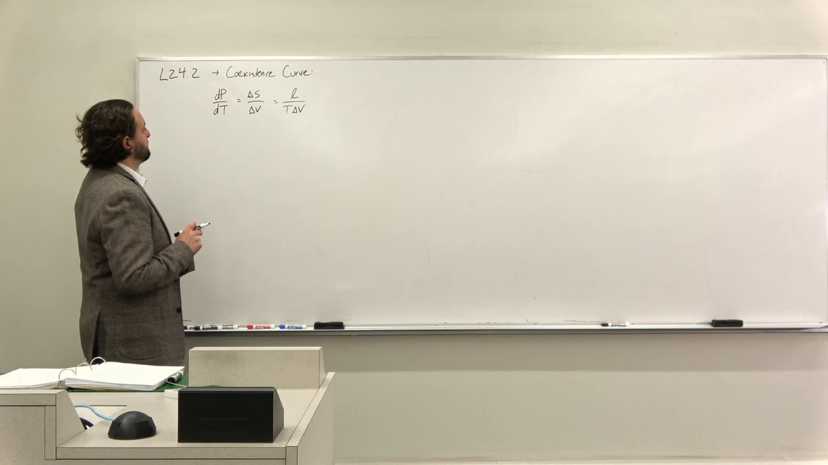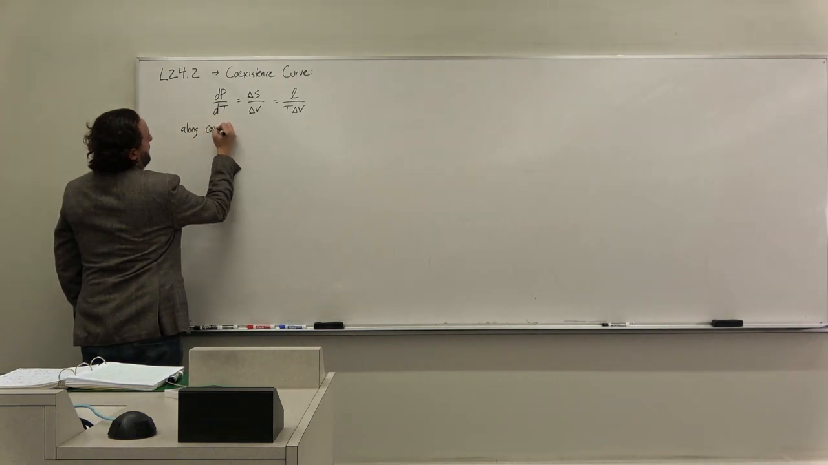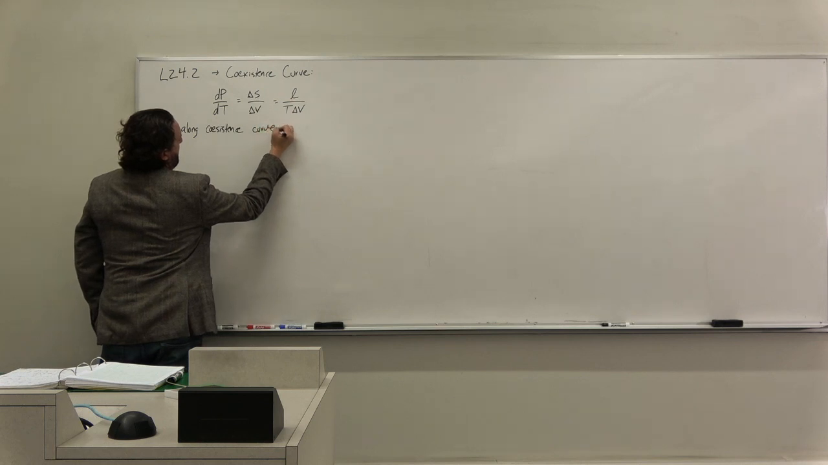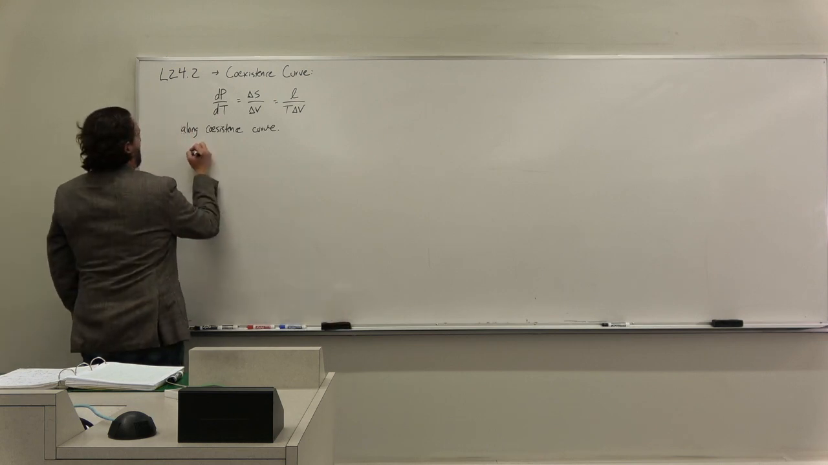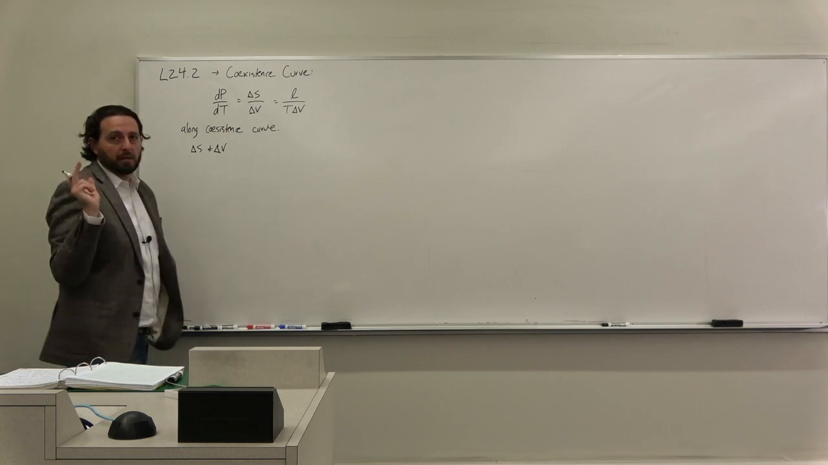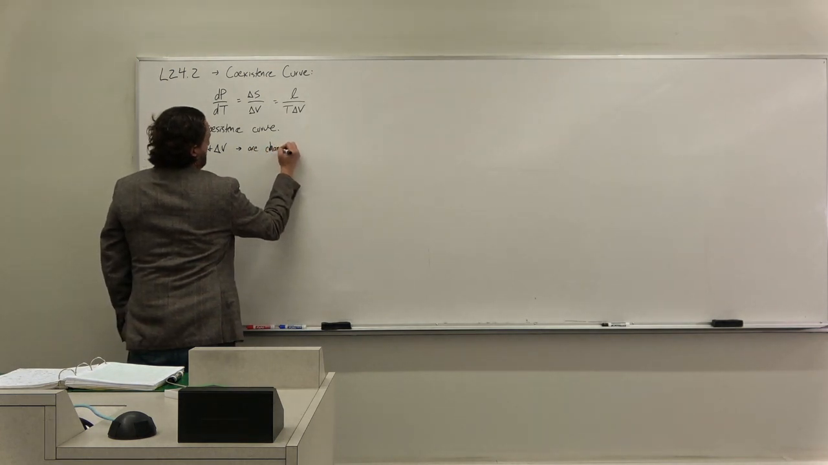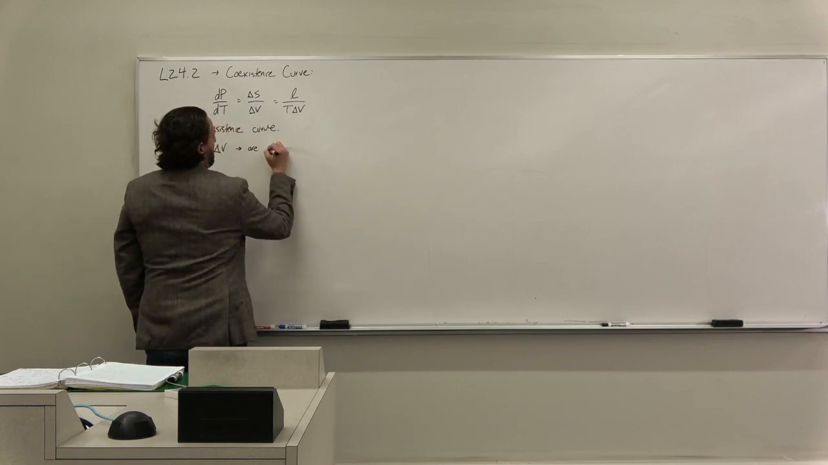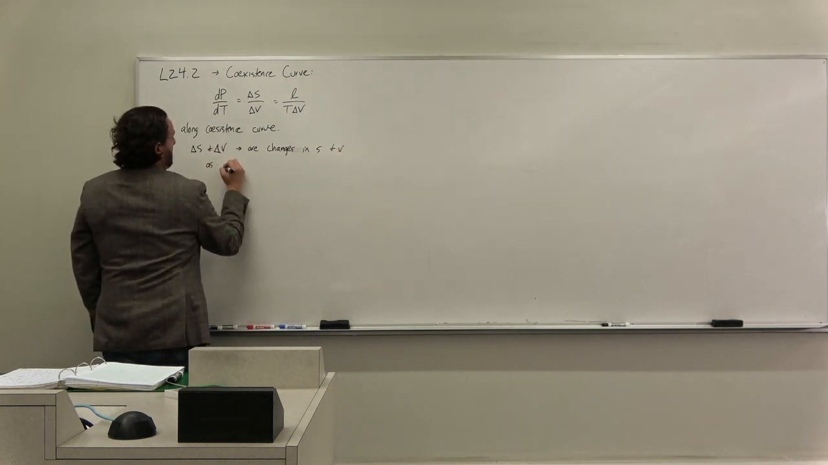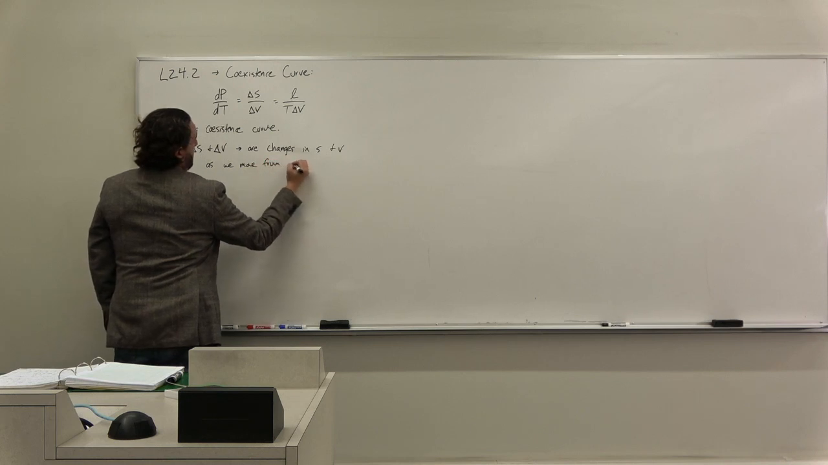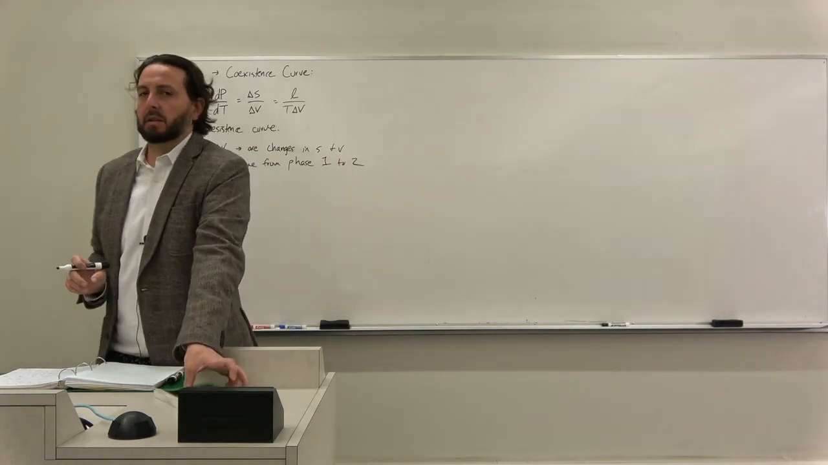But here you can really see that, remember, this is along a coexistence curve, right? And delta S and delta V, we don't write, these aren't differentials, these are changes, right? These are the changes in S and V as we move from phase 1 to 2, for example.